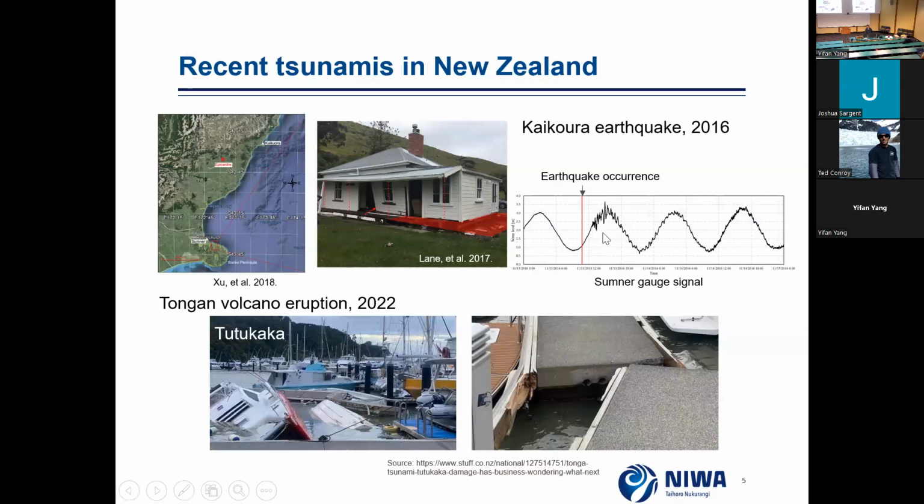This is the tsunami signal from the event, and we can see some turbulence in the tide level. And earlier this year, in 2022, the Tonga volcano eruption caused a global tsunami, and that tsunami caused some damage in New Zealand, especially in Tutukaka. It's a small harbor. More than 10 ships were sunk, and the marine structure was damaged.